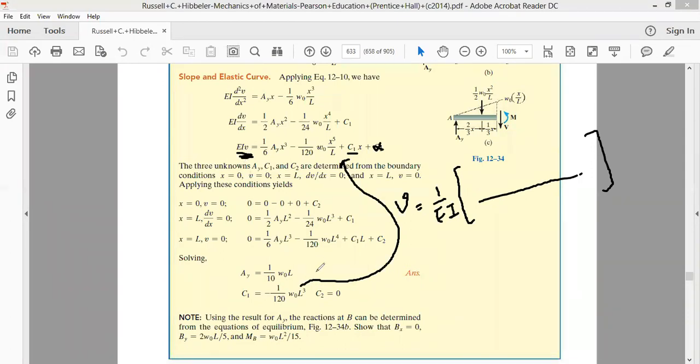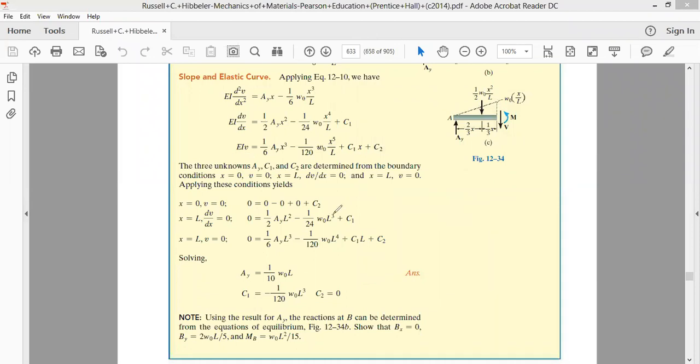Apart from this, by the way, a very important thing that we have to clear here is that when you are writing x is equal to L, nu equal to 0, and you are substituting the value of x is equal to L in this equation, your left hand side is equal to 0 because at x is equal to L deflection is 0. Now you have two redundants here. You have to find the value of C1 as well as Ay.